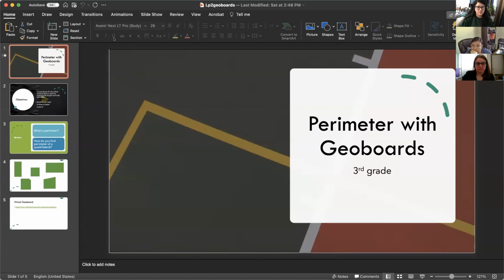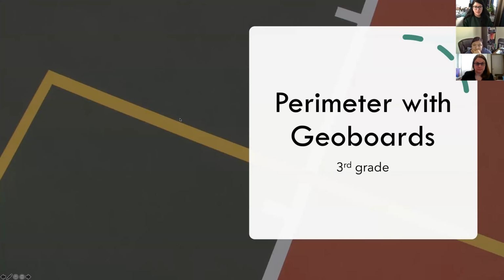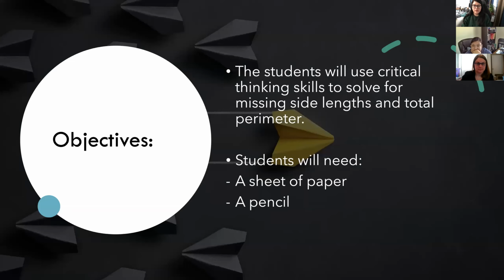So I'm going to share my screen and we are going to look at this together. So let me present this. All right, so we have our perimeter. So we're going to use our critical thinking skills, like I said, and you will need maybe a sheet of paper or a pencil, just somewhere you can write down some things.